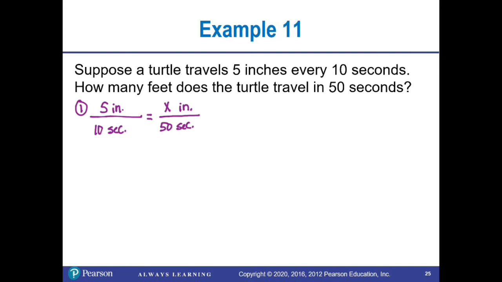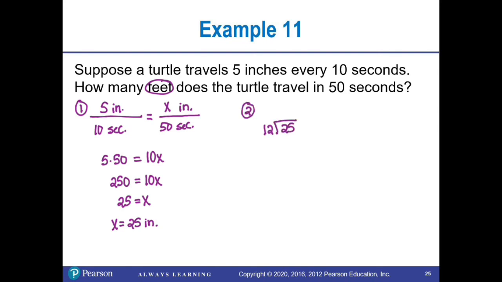Use cross products to solve. 5 times 50 equals 10 times x. 5 times 50 is 250. Divide both sides by 10 and we get 25. Now remember here, our units were inches. But the problem asks us for feet. There are 12 inches in every foot, so I divide 12 into 25. 12 goes into 25 2 times with 1 left. That tells me that our turtle travels 2 1/12 feet.